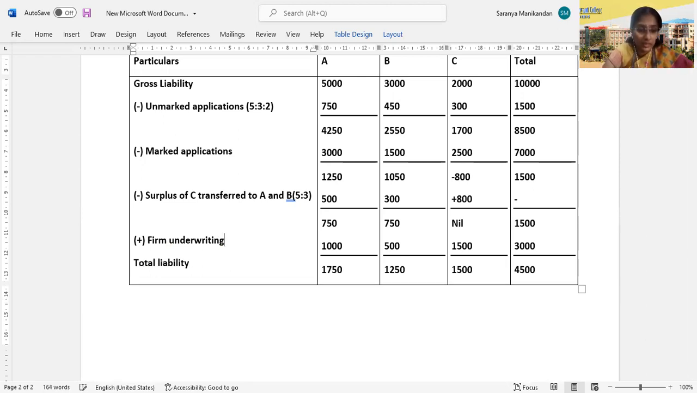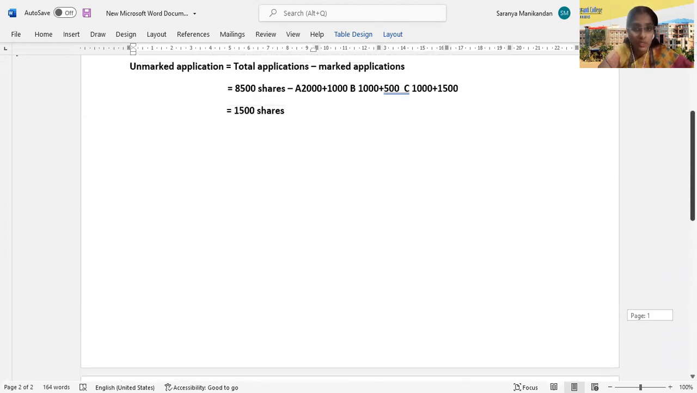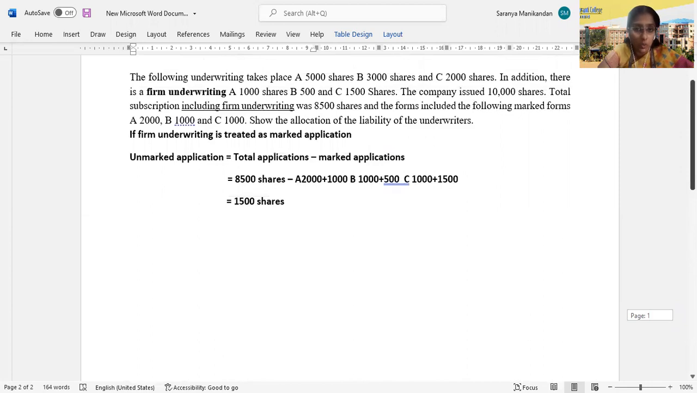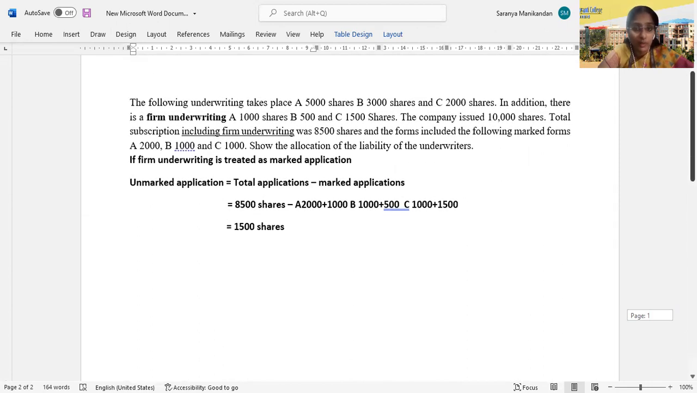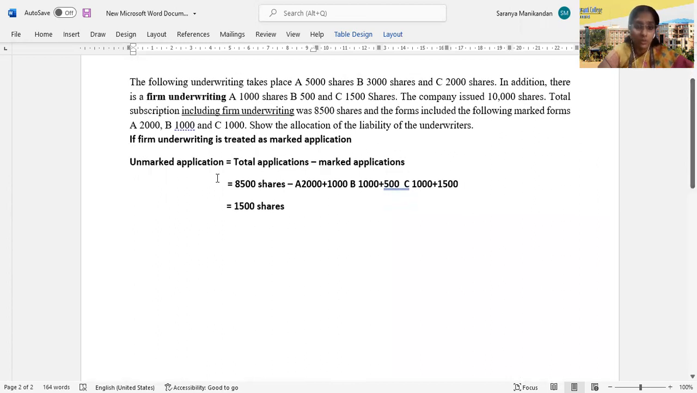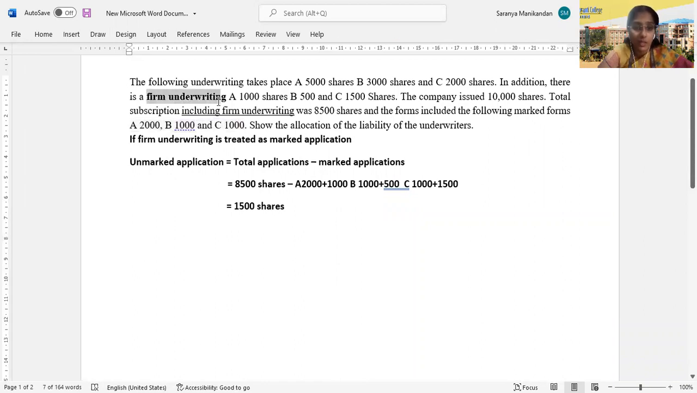So this will be our total liability of the underwriters. This is how we have to show the statement of net liability or total liability of the underwriters when firm underwriting is treated as marked application. Remember, marked application is already given in the question. Along with that, we are treating firm underwriting also as marked. So we have to add it and write it as marked application.